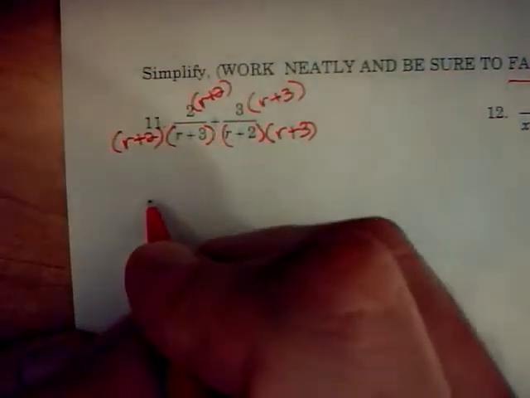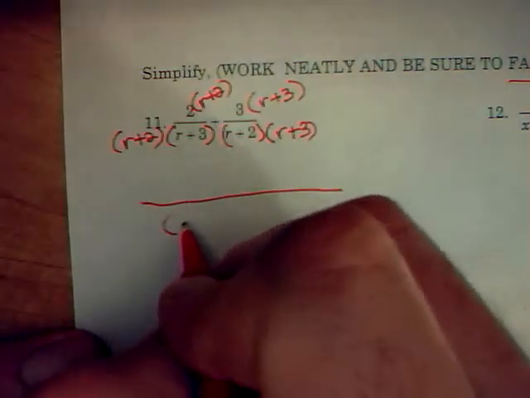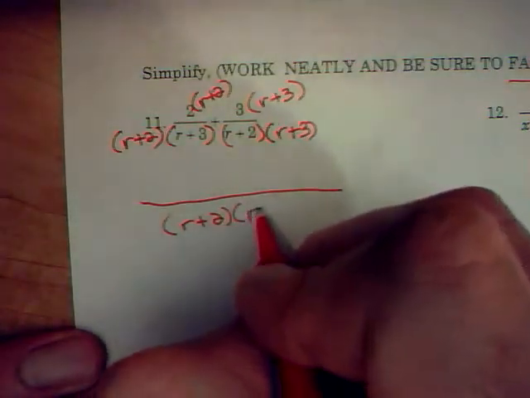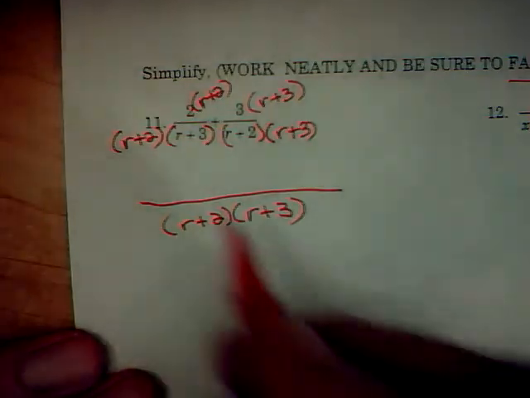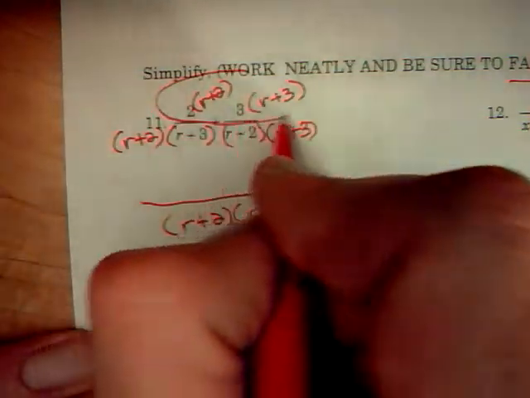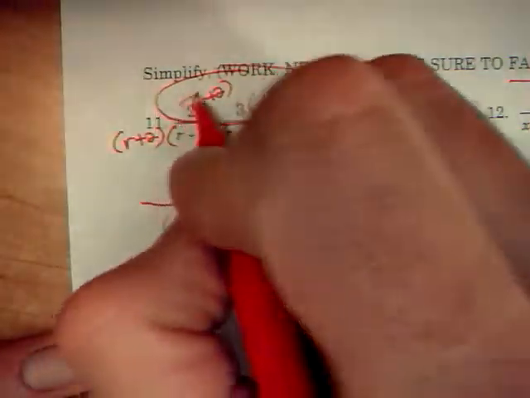We now have a common denominator. Our common denominator is r plus 2, r plus 3. So you can list that as one fraction now. And now we are going to combine our numerators. And as we do that, we're going to need to distribute.